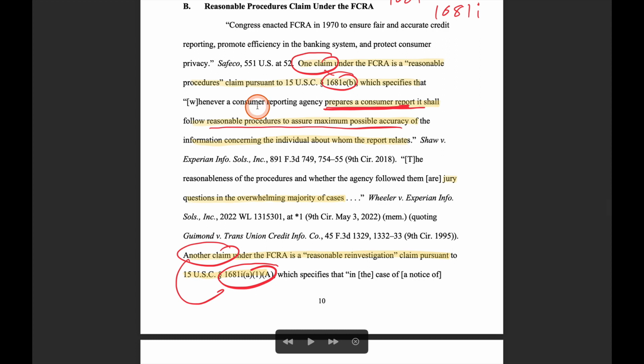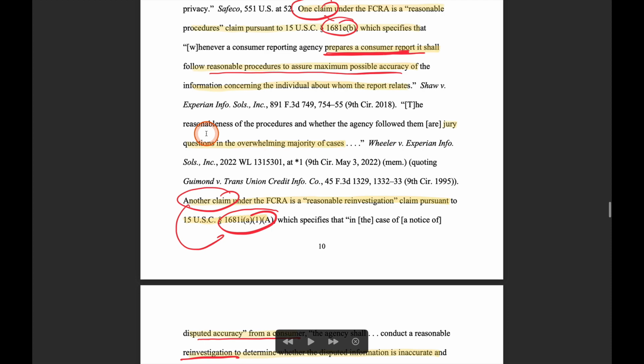So this is only when a credit bureau prepares a report that they're going to sell or provide to a user, like a car dealer or Capital One who pulls your credit report twice a month to make sure that they don't need to adjust your credit limit, things like that. Consumer Reporting Agency prepares a consumer's report. It shall follow reasonable procedures to assure maximum possible accuracy of the information.